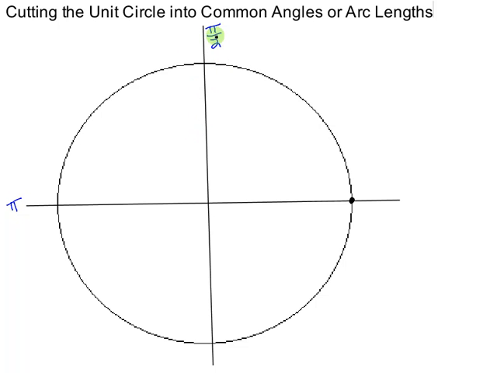Now let's count in terms of 1/2 pi's around the circle to get some other cuts. So here's 1/2 pi, that's a quarter of the circle. Another quarter gives me 2/2 pi. Then I have 3/2 pi, or 3 pi over 2. And then I have 4/2 pi, which is 2 pi.